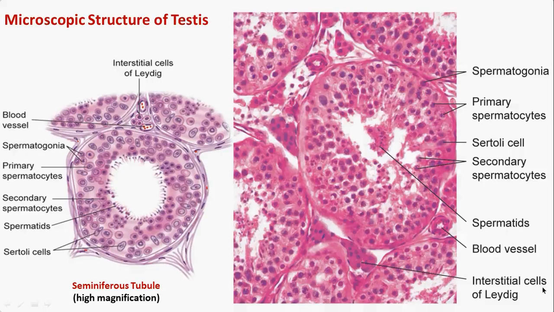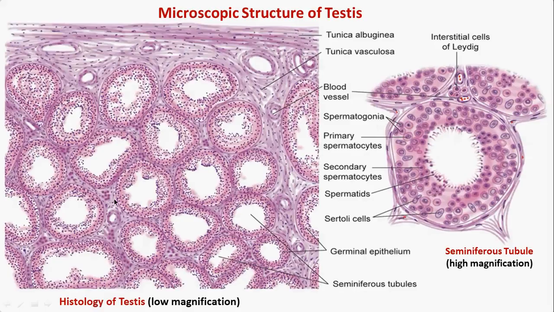In this also you can see the interstitial cells of Leydig. These are the Sertoli cells, these are the spermatogonia, this is the primary spermatocyte and this is the secondary spermatocyte. This is the same figure. Like these are the lobules you can see, and these are all the seminiferous tubules. Here these are the blood vessels. Also you can correlate the seminiferous tubule under high magnification with this figure. So this is all about the microscopic structure of the testis.